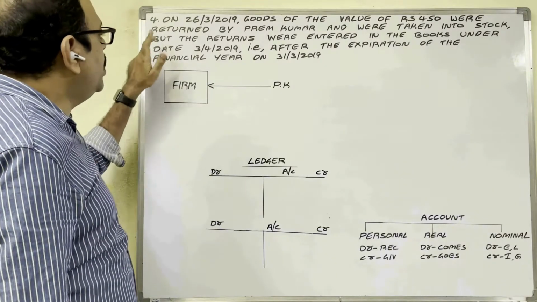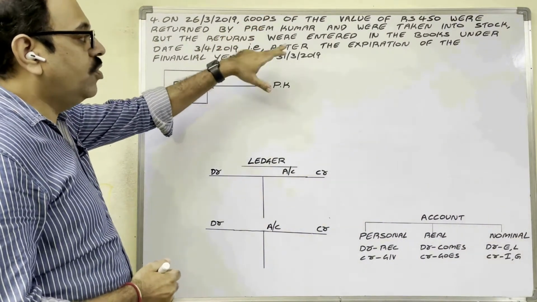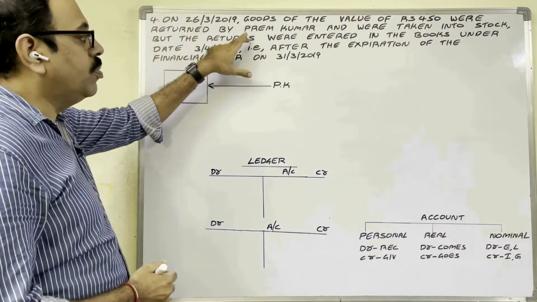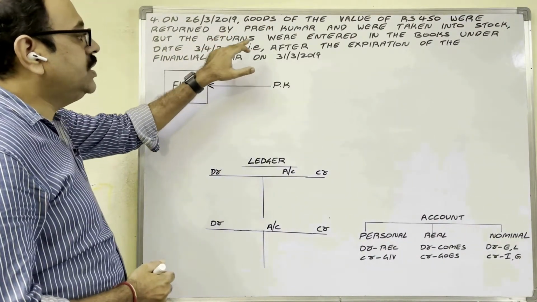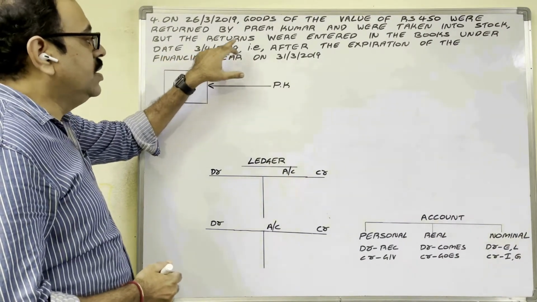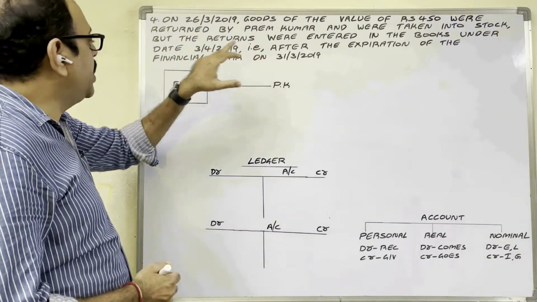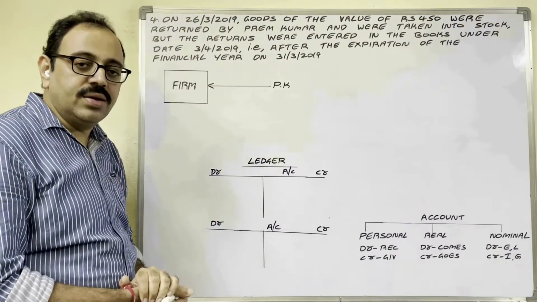Fourth one, on 26th March 2019, goods of the value of 450 were returned by Prem Kumar and were taken into stock. But the returns were entered in the books under date 3rd April 2019, that is after the expiration of the financial year on 31st March 2019.